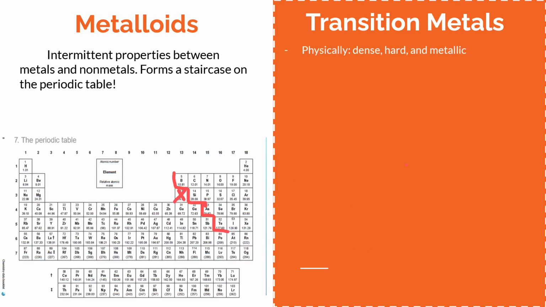Now your transition metals. Notice the white border, so this is going to be HL material. Transition metals are physically dense, hard, and metallic. They are often similar in chemical properties because d orbital electrons shield. Remember we talked about effective nuclear charge, where you have energy level s electrons, with the exceptions of chromium and copper.